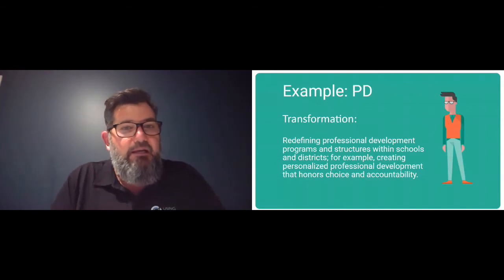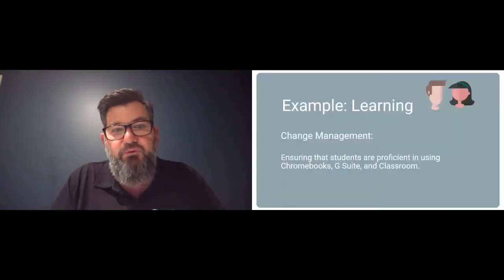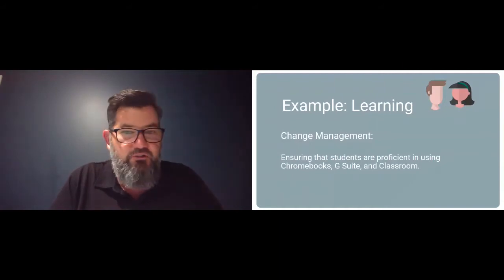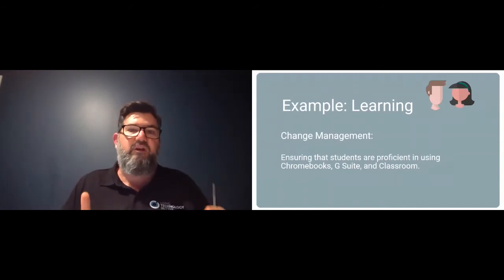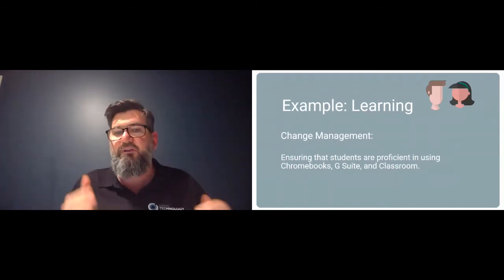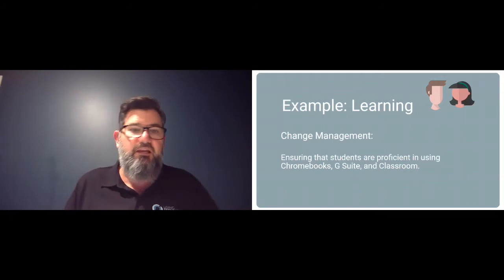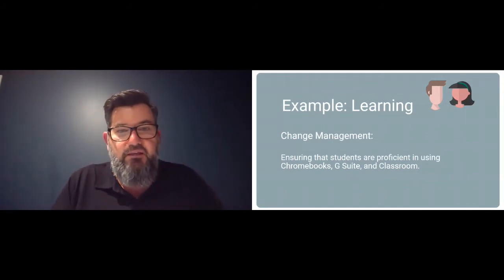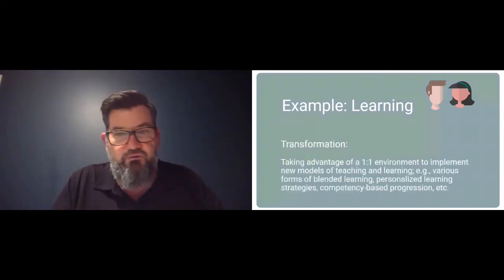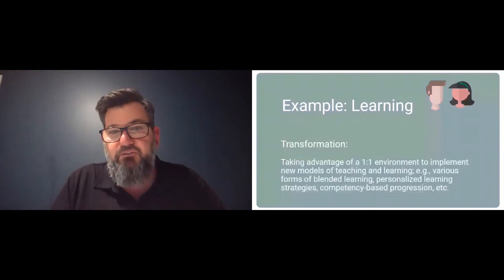Learning example. So a change management version of a learning example would be, how do we ensure that our students are proficient in using Chromebooks or proficient in using G Suite in classroom? So that's very prescriptive. We go down the path of providing professional development and training and student boot camps, and there's a whole range of ways that we can approach that. Or we could step back and say, okay, so now we've got more devices, whether it's 1-to-1, 1-to-2, 1-to-3. What would it look like to implement a new model of teaching and learning?